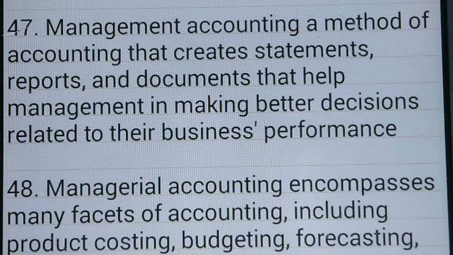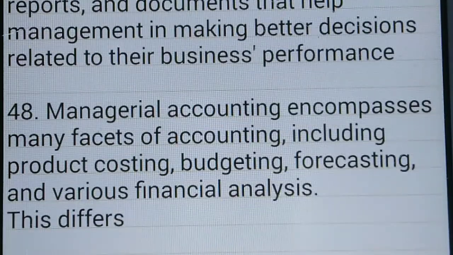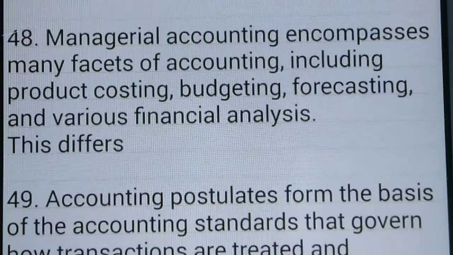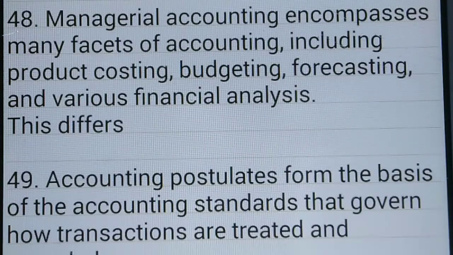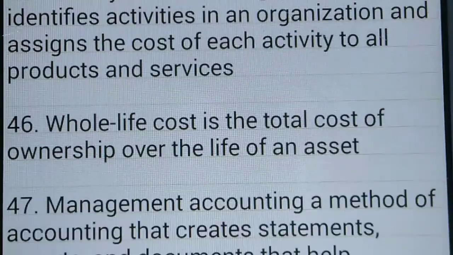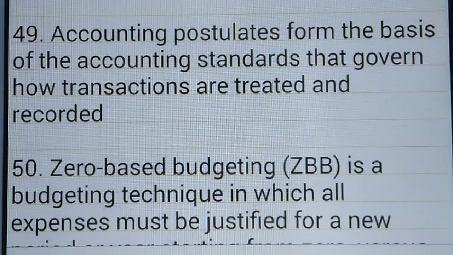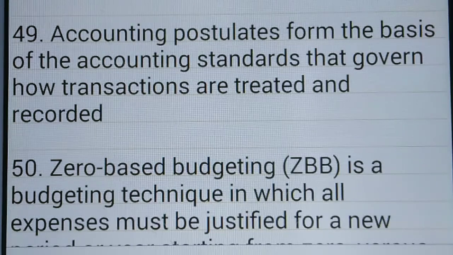Management accounting is a method of accounting that creates statements, reports, and documents that help management in making better decisions related to their business performance. Managerial accounting encompasses many facets of accounting, including product costing, budgeting, forecasting, and various financial analyses. Accounting postulates form the basis of the accounting standards that govern how transactions are treated and recorded.